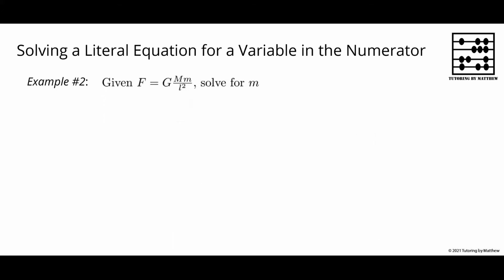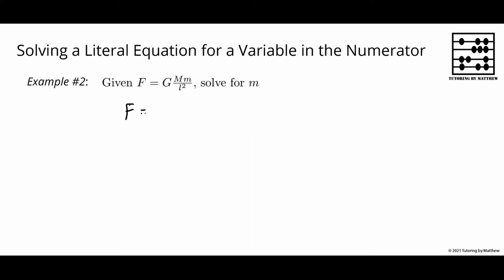Let's take a look at example number 2. Given F equals G times big M times little m over L squared, solve for little m. This is a great place to pause the video and see if you can determine the value of m in terms of the other variables.